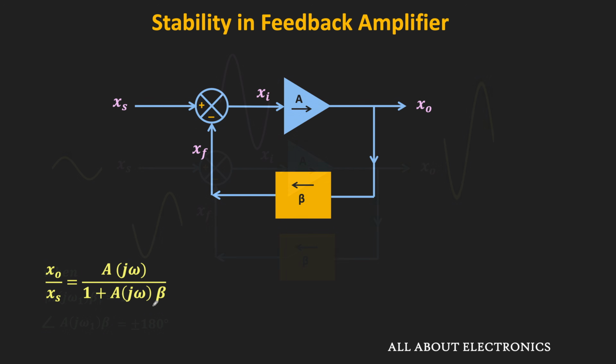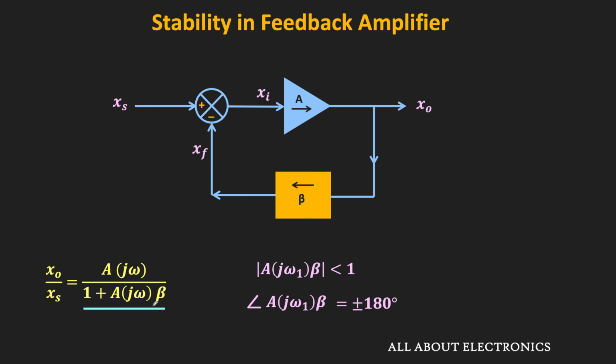But on the other hand, if this A beta is less than 1, then even if the phase shift is 180 degree, this term will be less than 1, and hence the denominator will be non-zero. So of course, the output will also increase. But eventually, it will settle to some finite voltage, and hence in this case, we will not face the issue of instability. So we can say that the issue of instability will arise whenever this A beta is greater than or equal to 1 and this phase shift is equal to 180 degree. That means we should avoid this condition in feedback amplifiers.